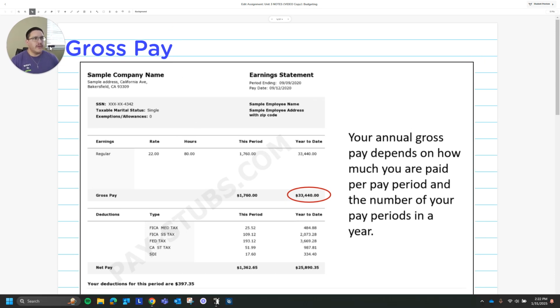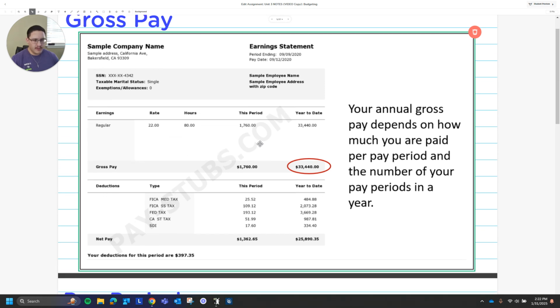Moving on to something just a little bit different, gross pay. Your annual gross pay depends on how much you're paid per period and the number of your pay periods in a year. In this example of an earnings statement, you can see that the gross pay year to date for the entire year is $33,440. Okay, so again, for the year, this is $33,440.